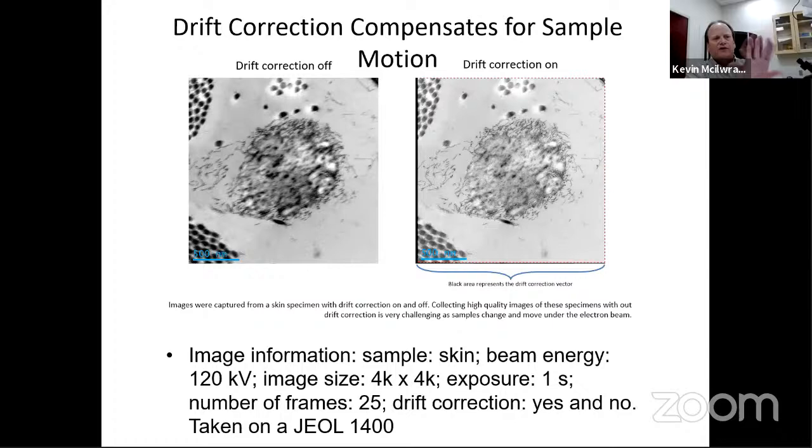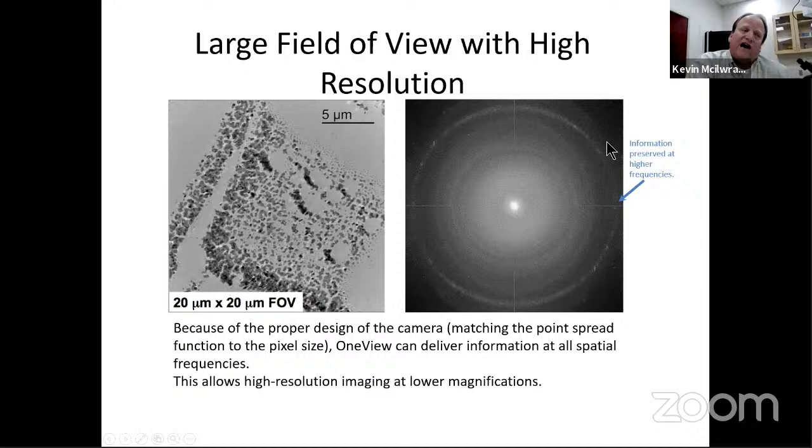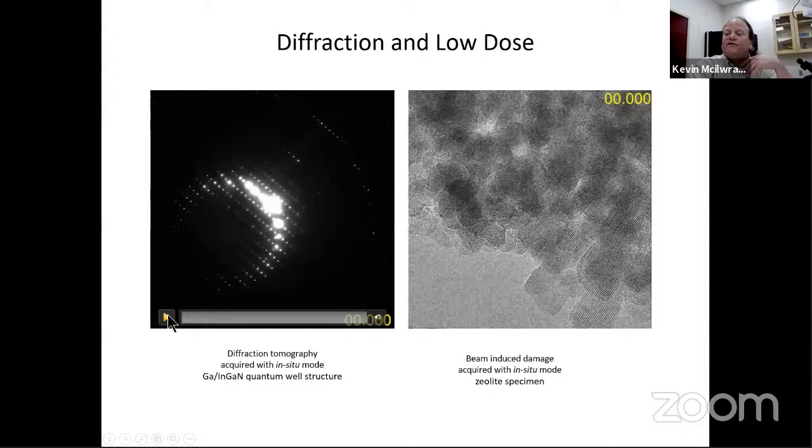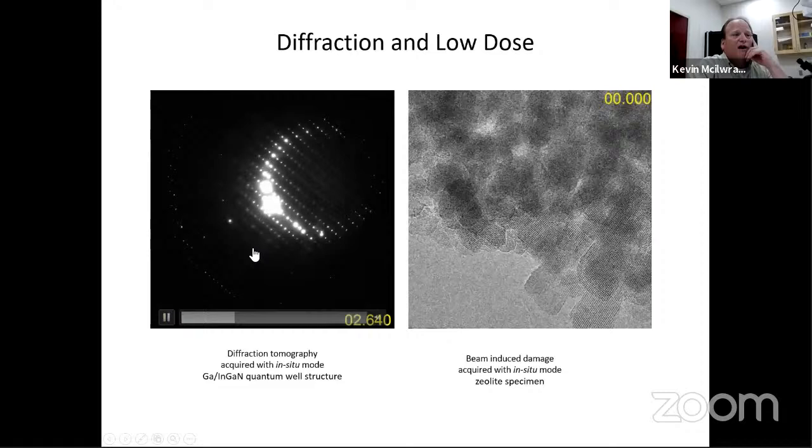Another thing is that we have these higher resolution cameras, so we can take a lower mag image, get a decent field of view, but we still retain that atomic structure information where we can see out to 2.3 angstroms on this outer ring out here. Now, these cameras are very tough too. We used to be afraid of doing diffraction. Now we actually do diffraction, and I'll show you. I do diffraction on the camera that I have.